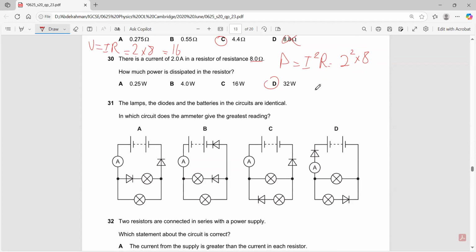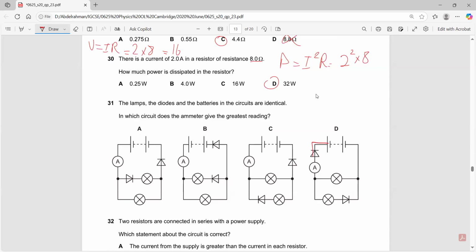The lamps, the diodes, and the batteries are identical. In which circuit does the ammeter give the greatest reading? Greatest reading would mean that you have the least resistance, right? Can I cancel out the wrong answers?